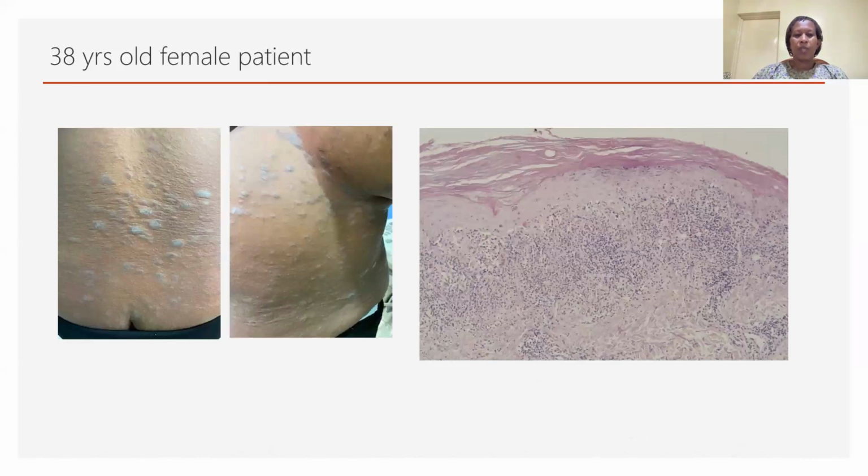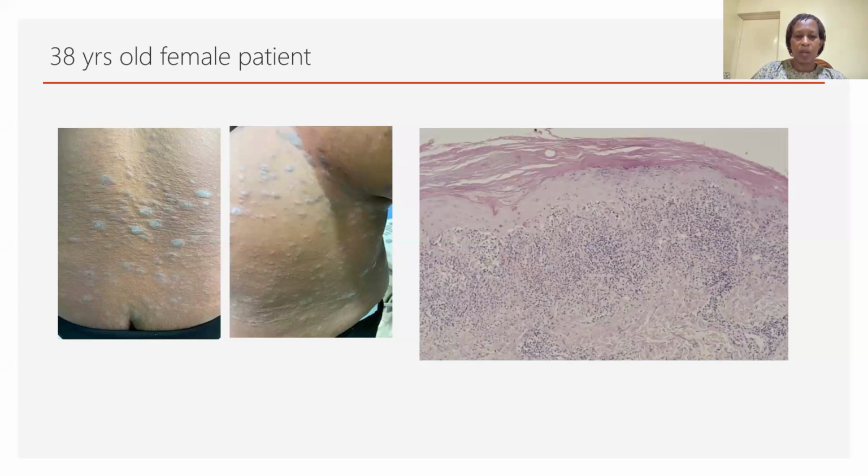Our first patient was a 38-year-old female who consulted for hyperpigmented violaceous papular lesions on the trunk. Here we show the back and the abdomen. The entire body was affected, but the nails were not affected. We had a differential diagnosis, and the number one was lichen planus. Of course, psoriasis was not excluded.